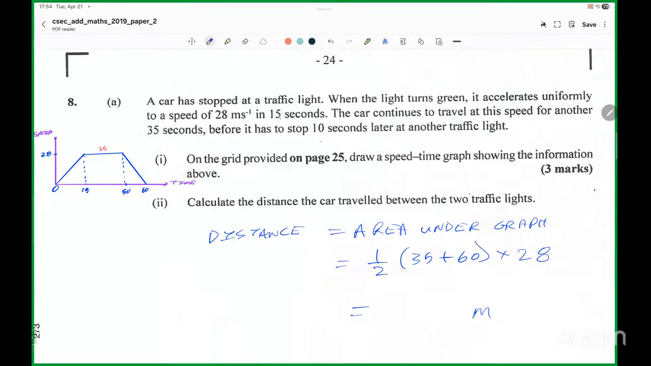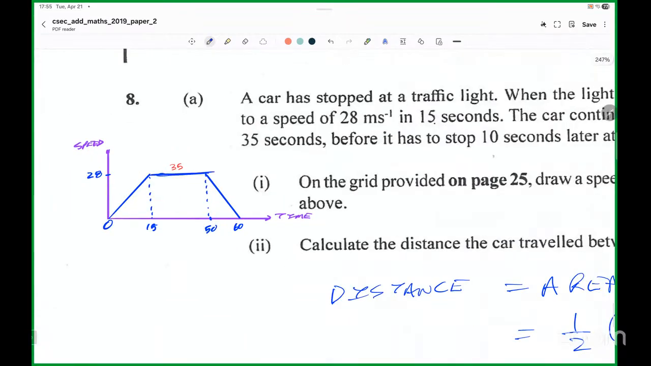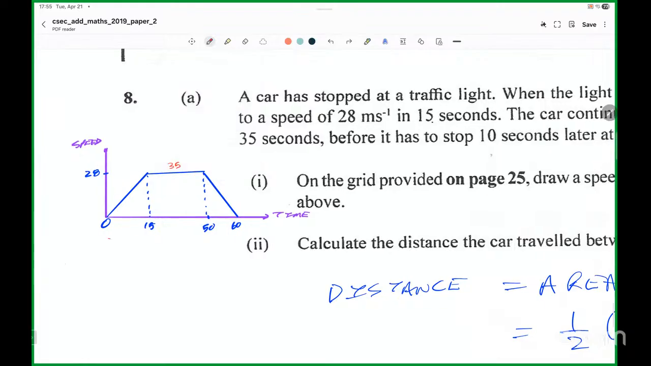It's half the sum of the parallel sides times the distance between the parallel sides. So the parallel sides are this side and the 60, and the distance between the parallel sides is 28. And put on those dimensions in red again. So right across is 60, and the distance in between here is 28.